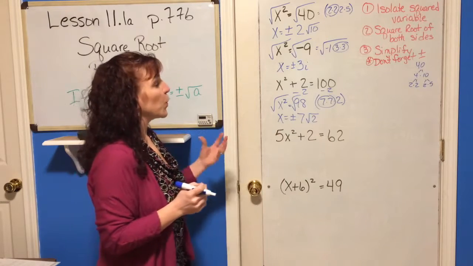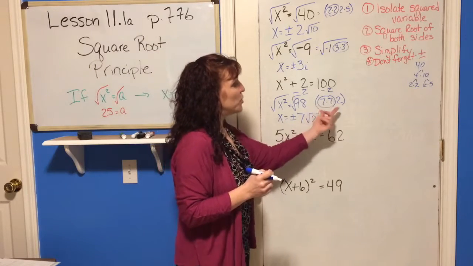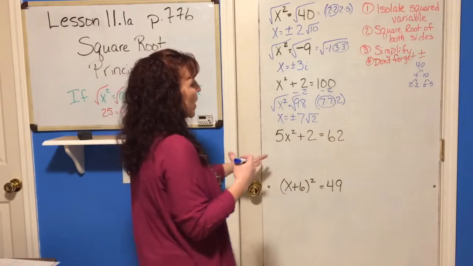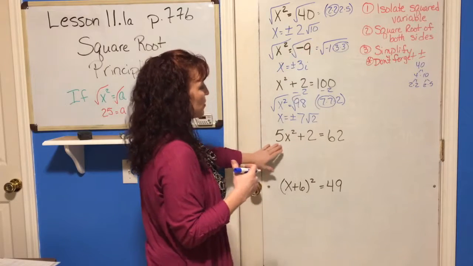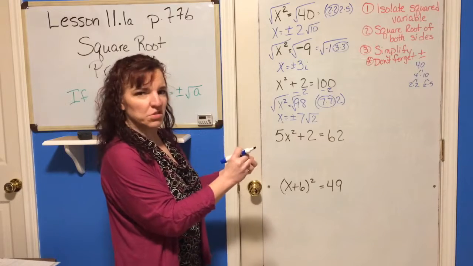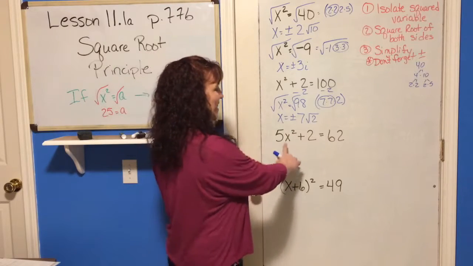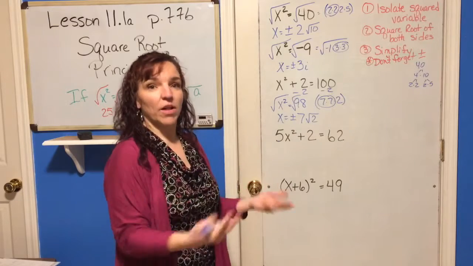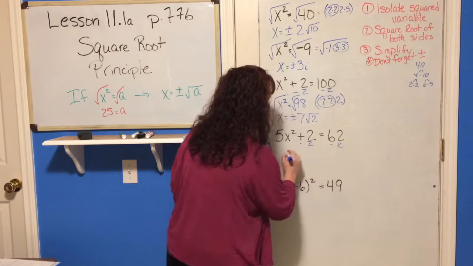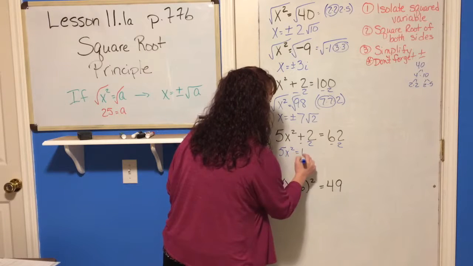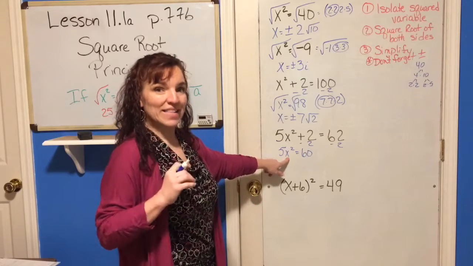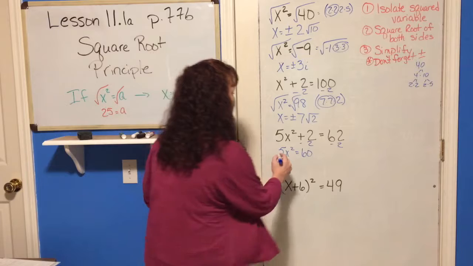Really, you're going to be using a lot of things that we already used in the past chapter. You can do this. Still, isolate the squared variable. Step 1 on this one is a little more complex, but you can do it, right? We're going to get the x squared term by itself by following the order of operations backwards. So subtract that 2 from both sides. So 5x squared now equals 60. We still have to get the x squared term by itself, so we have to divide by the 5.